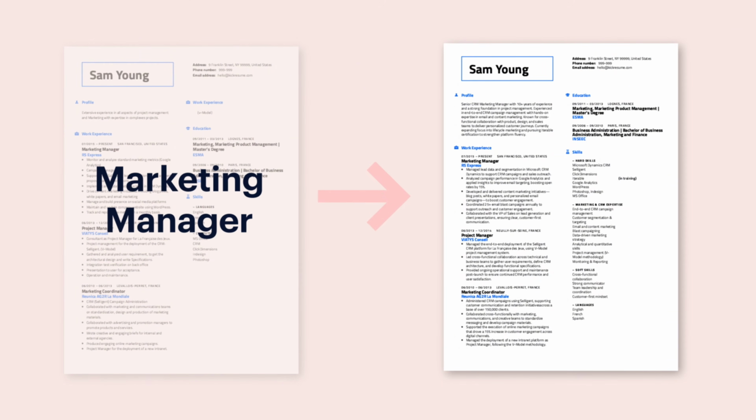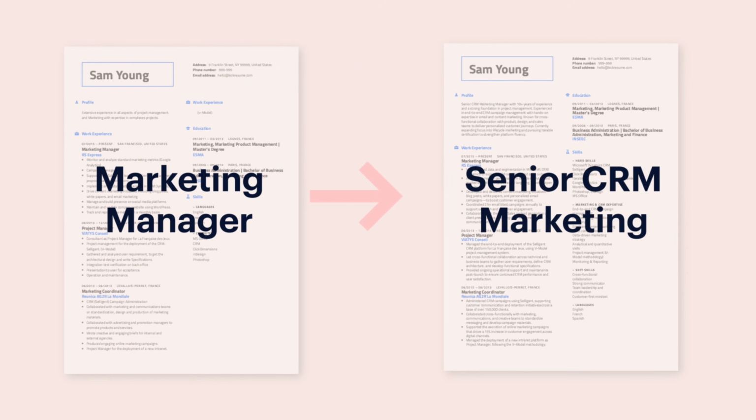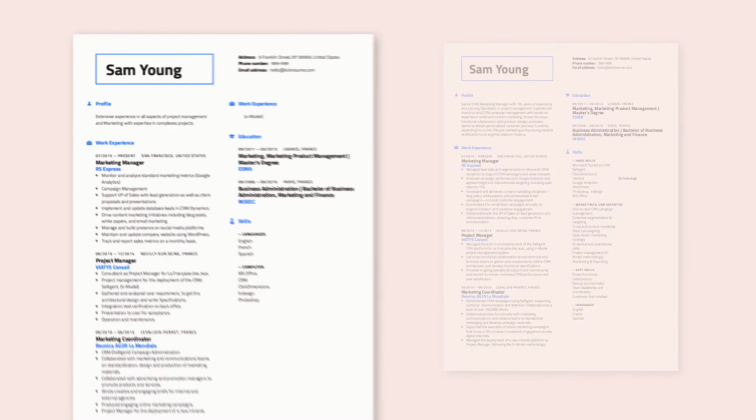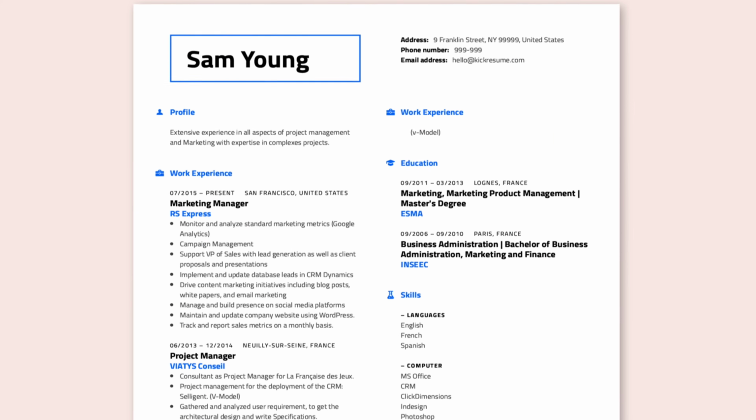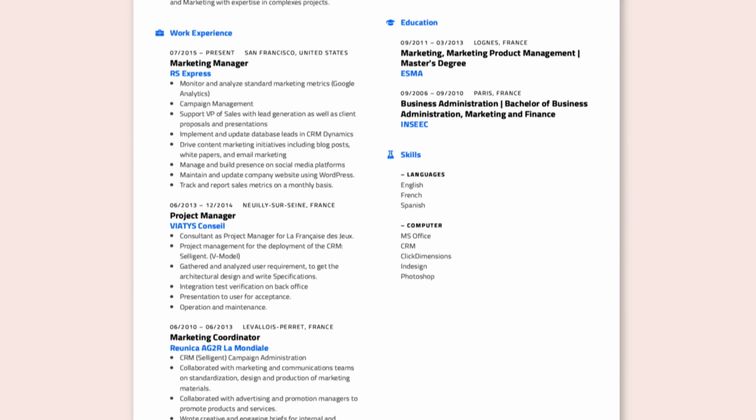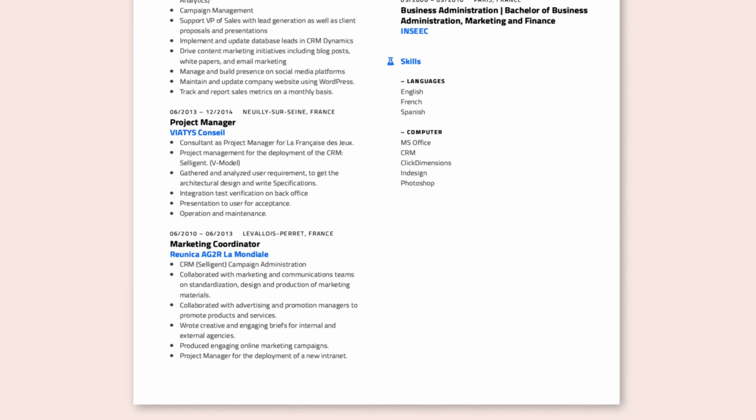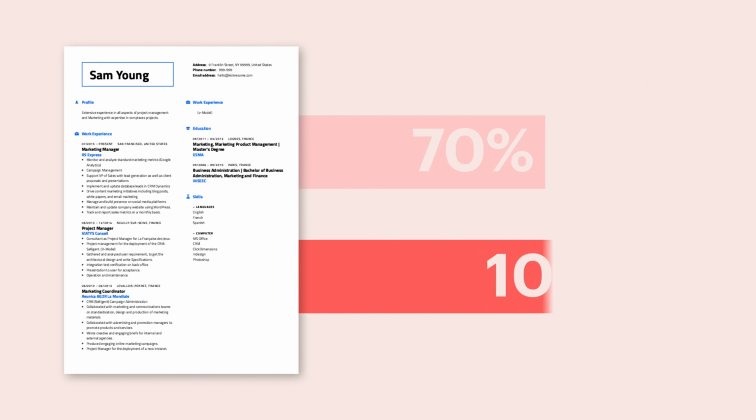Okay, here's a resume belonging to Sam Young, who presents himself as a marketing manager, and I'll tailor it for the role of our job ad, which is a Senior CRM Marketing Manager. If you skim read through the resume, you'll find that Sam already has most of the experience and skills that the job ad highlighted. I'd say he's maybe 70% there, so let's make it 100, or at least 95.